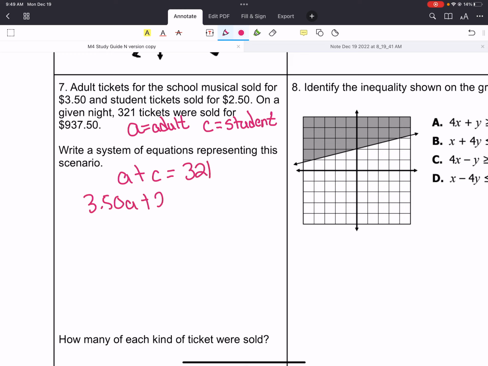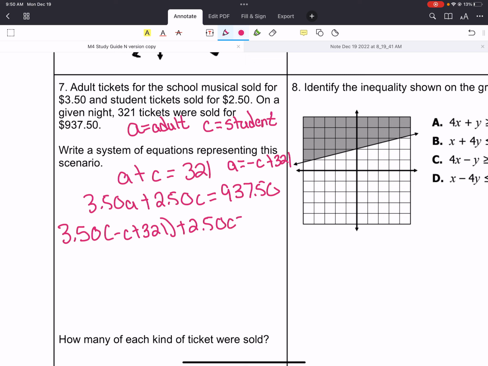3.50A plus 2.50C equals $937.50. In this top equation, I'm going to solve that for A. So A is going to equal negative C plus 321. So I'm going to come down here. Anywhere I see an A, I'm going to put in negative C plus 321.